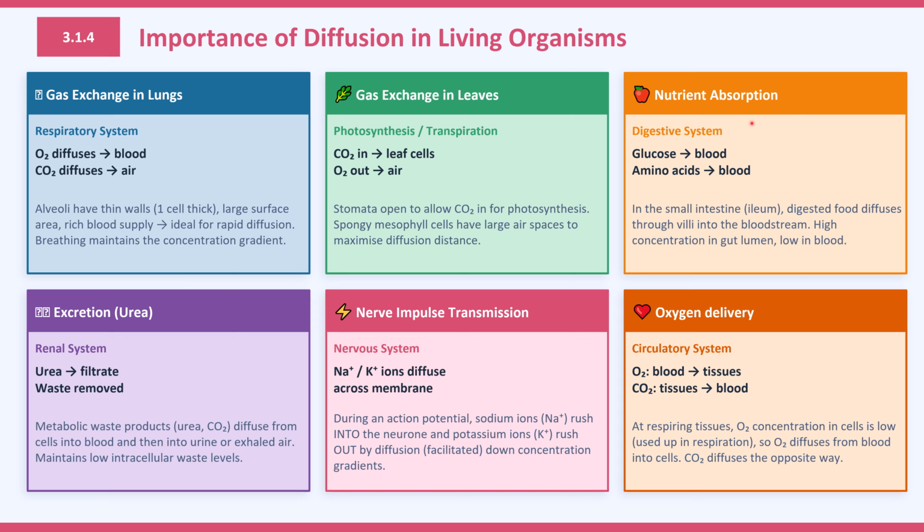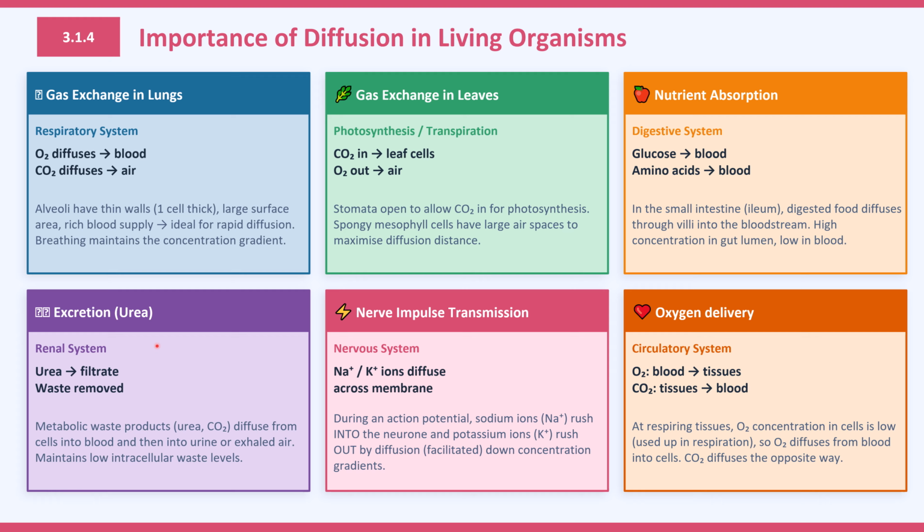Then nutrient absorption. This is about the digestive system. In humans, diffusion is how we actually get fuel from our food. In the small intestine, digested molecules like glucose and amino acids move from the gut into the bloodstream through the villi. So in the small intestine, the ileum, digested food diffuses through villi into the bloodstream: high concentration in the gut lumen, low in blood.